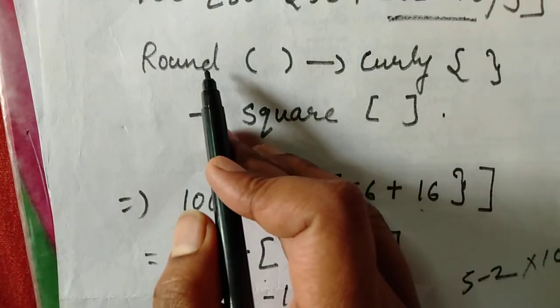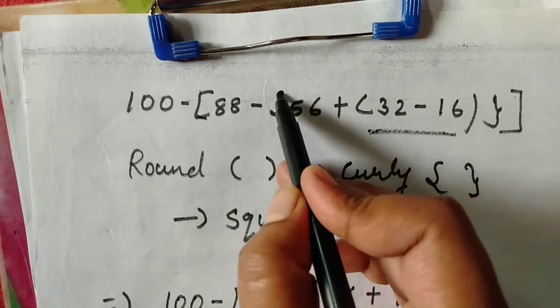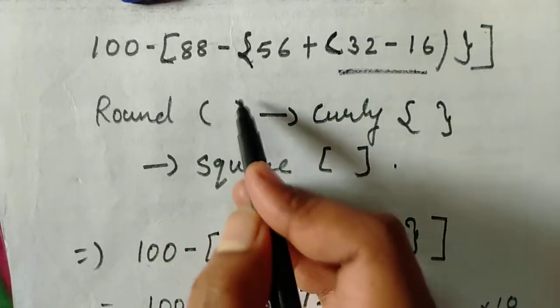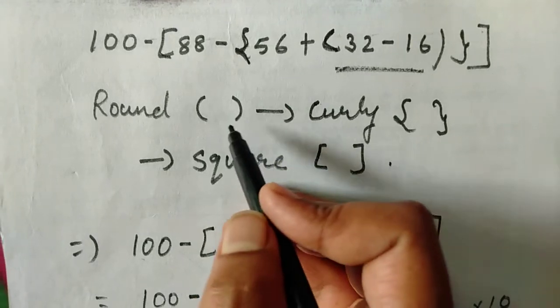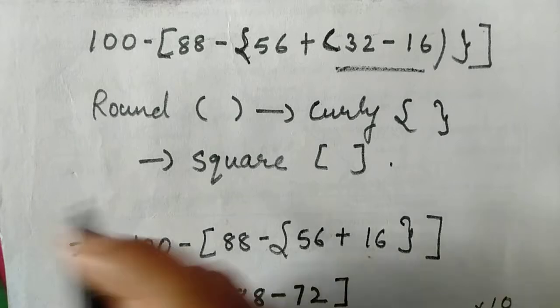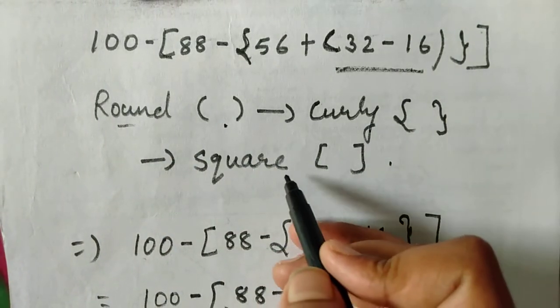This is your round bracket. If you look at this problem, here it is a square bracket, this one is a curly bracket, and this one is a round bracket. So we have to follow: if two or more types of brackets are present in a problem, the order of working is first the round bracket, then the curly bracket, and then the square bracket.